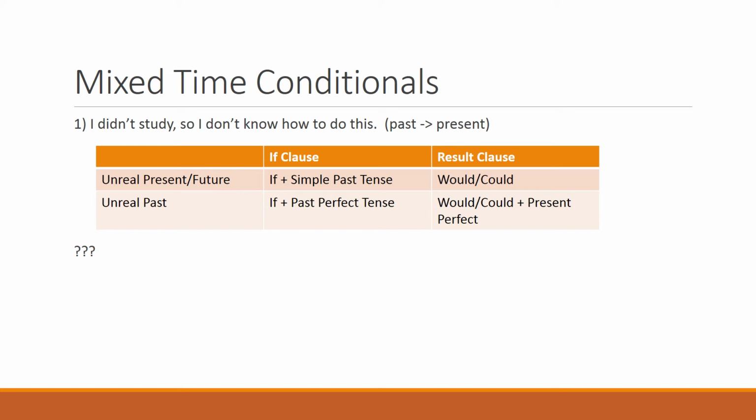Okay, so we're mixing it using the if clause from the past and the result clause from the present and future. So the answer here is, if I had studied, I would know how to do this. Let me say that again. If I had studied, I would know how to do this. Okay, past perfect. And then would or could plus the base form.